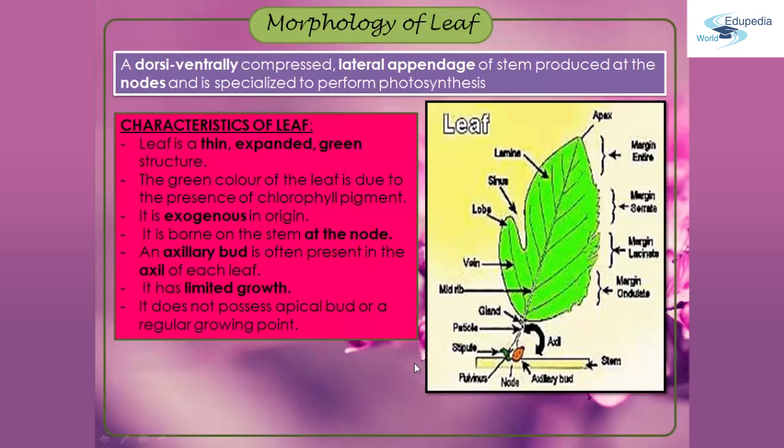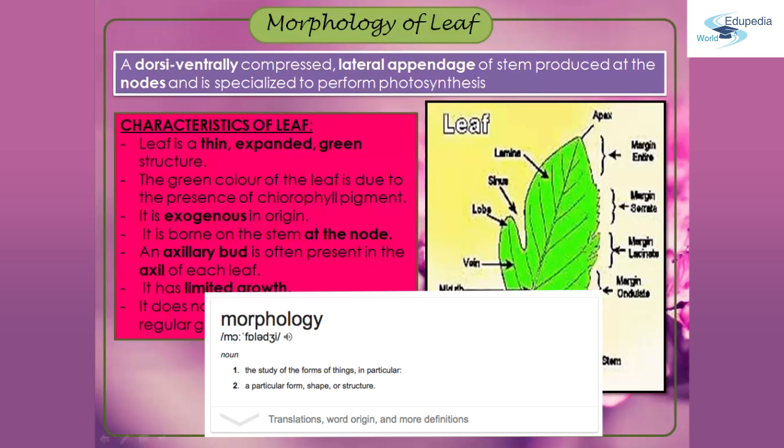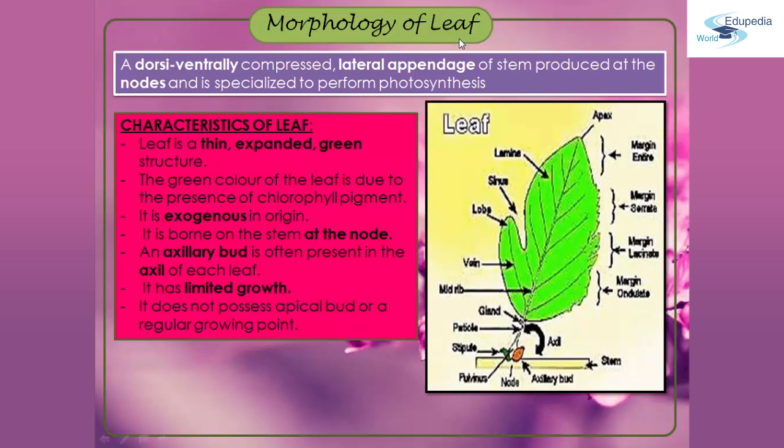My topic for the presentation is the fourth section of the chapter Morphology of Angiosperms, that is flowering plants. In this section of the presentation, we'll be studying the morphology of the leaf. What do you mean by morphology? Morphology means a study of external features. So in this section, we'll be studying the morphology of the leaf.